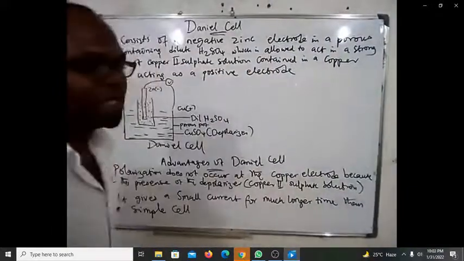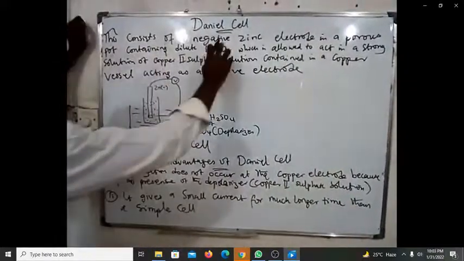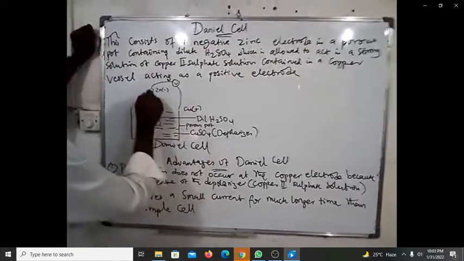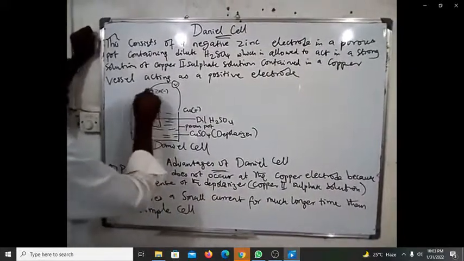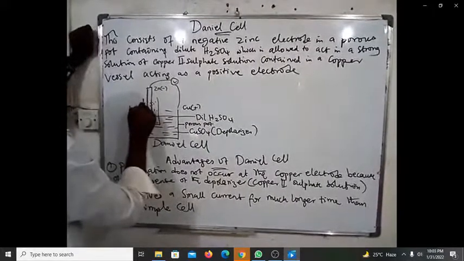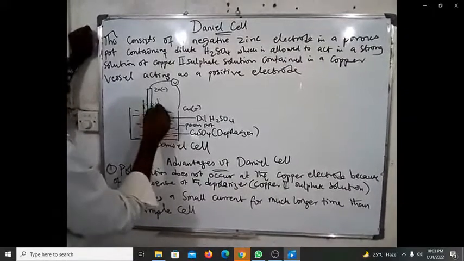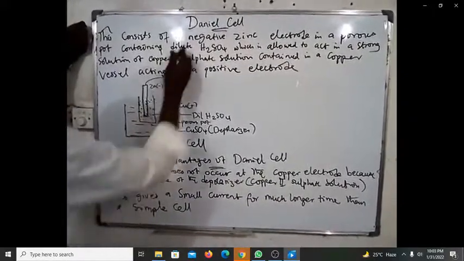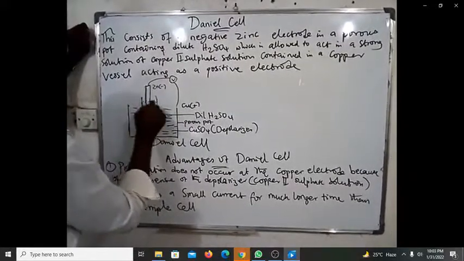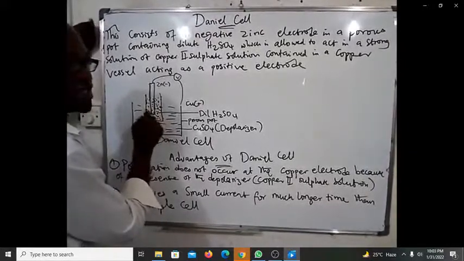Today, what does Daniel's cell consist of? Daniel's cell consists of a negative electrode, zinc electrode. Can you see it? This is the negative zinc electrode, in a porous pot. This is a porous pot. Porous pot means that something can enter from outside. Is that clear? In a porous pot containing dilute H2SO4. Dilute sulfuric acid.